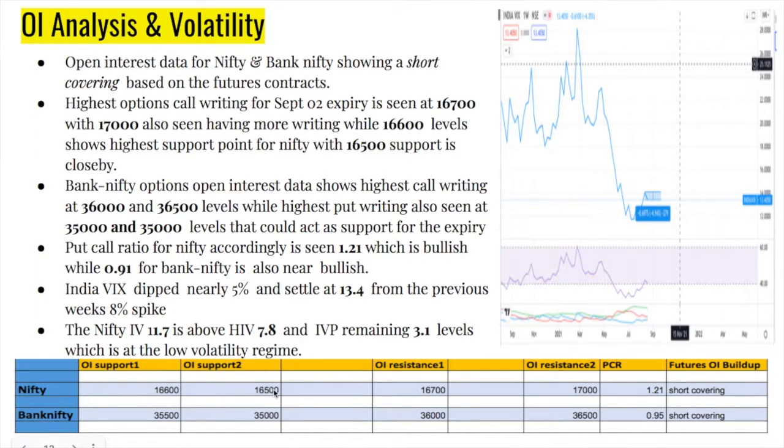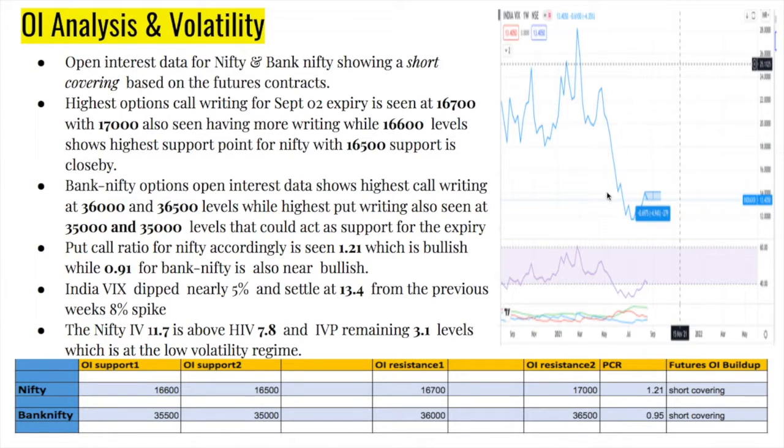Nifty support 16,500, 16,000. Resistance 16,700, 17,000. Bank Nifty support 35,000, 35,500. Resistance 36,000, 36,500. Now put call ratio: 1.21 PCR for Bank Nifty is good, bullish. 0.95 is also near bullish. Short covering buildup we have already seen.